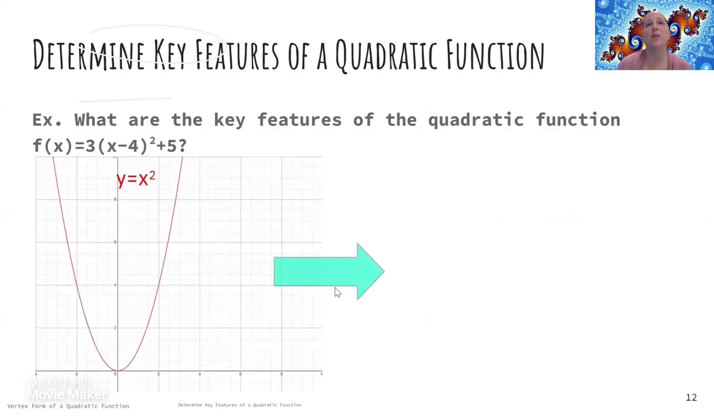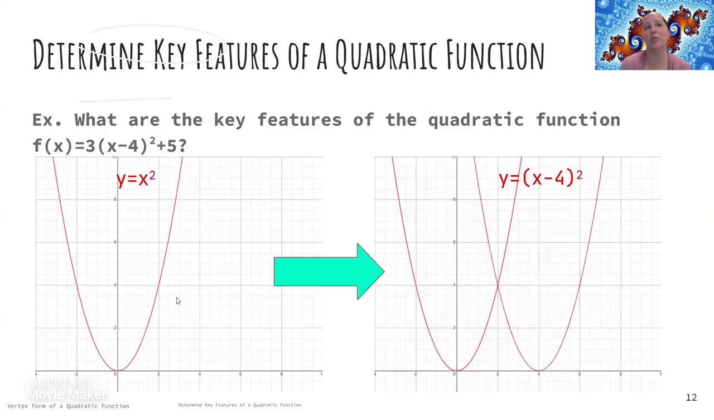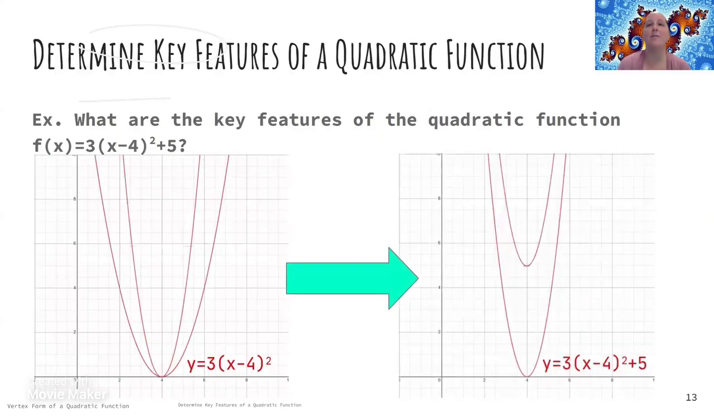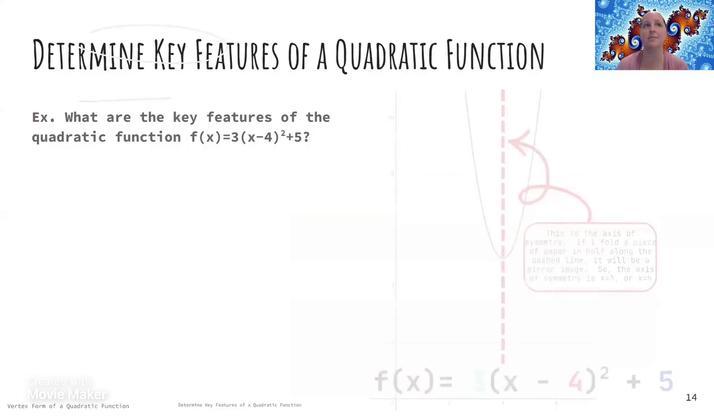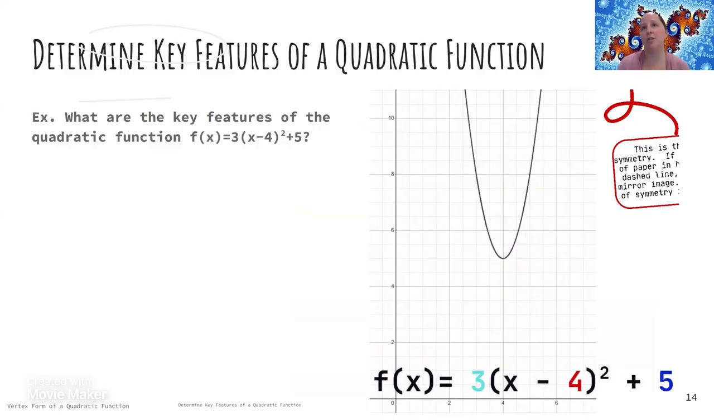So what are the key features of the quadratic function? Okay, so again, I'm showing this transformation. I started with x squared. I moved it 4 units to the right. And then I vertically stretched that because it's 3. And then I moved it up 5 units. So you're still following order of operations when you're creating these functions.